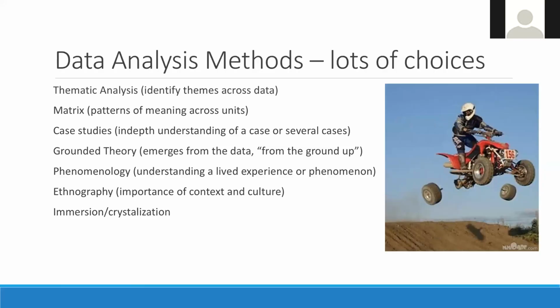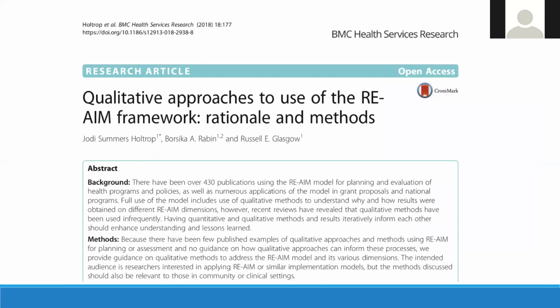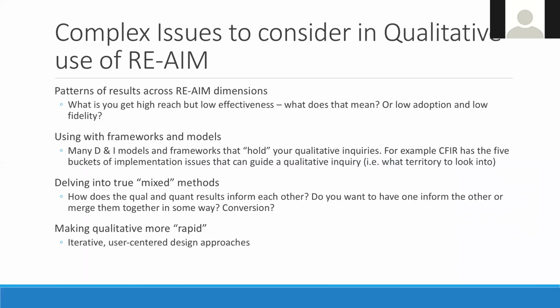So I'm just going to very quickly mention that there is a paper that Russ Borsica and I wrote that kind of encapsulates what I'm talking about today. And in that paper, we do work through an example showing some of the things that I've talked about already. I'd like to point, though, to a couple of the complex issues that we point out in that paper and why qualitative is really important.